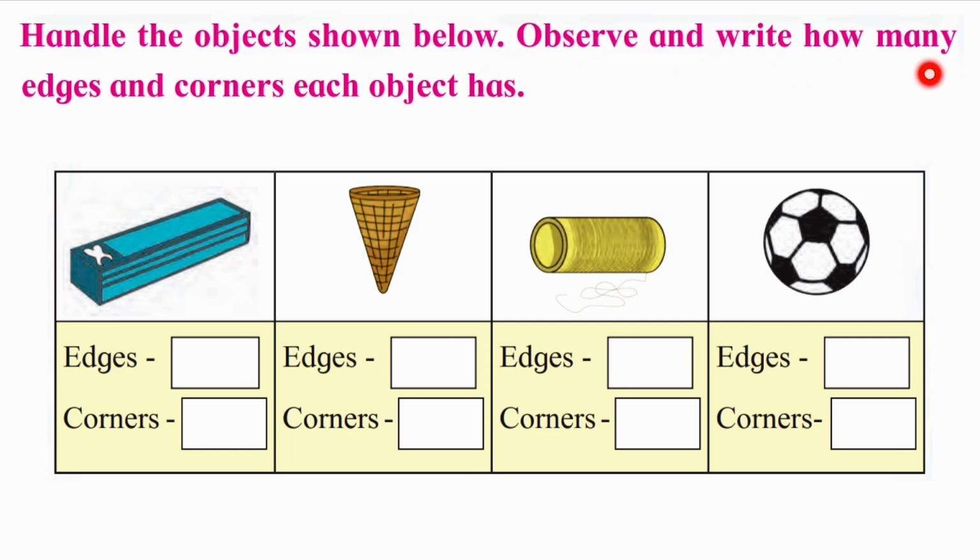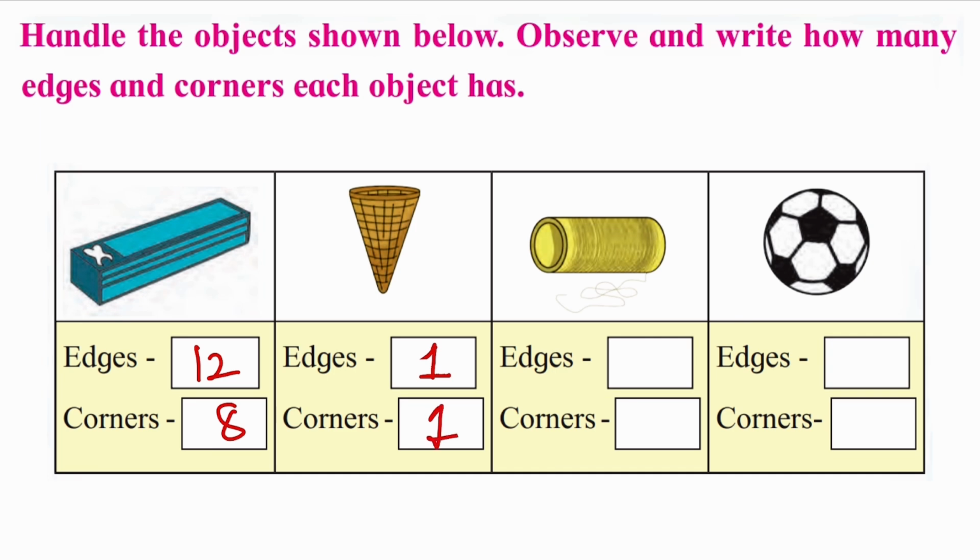Handle the objects shown below. Observe and write how many edges and corners each object has. So, my dear students, this box is like a cuboid. A cuboid has 12 edges and 8 corners. Okay, my dear students. A cone has only, tell me, one edge. And how many corners? One corner. Very good.